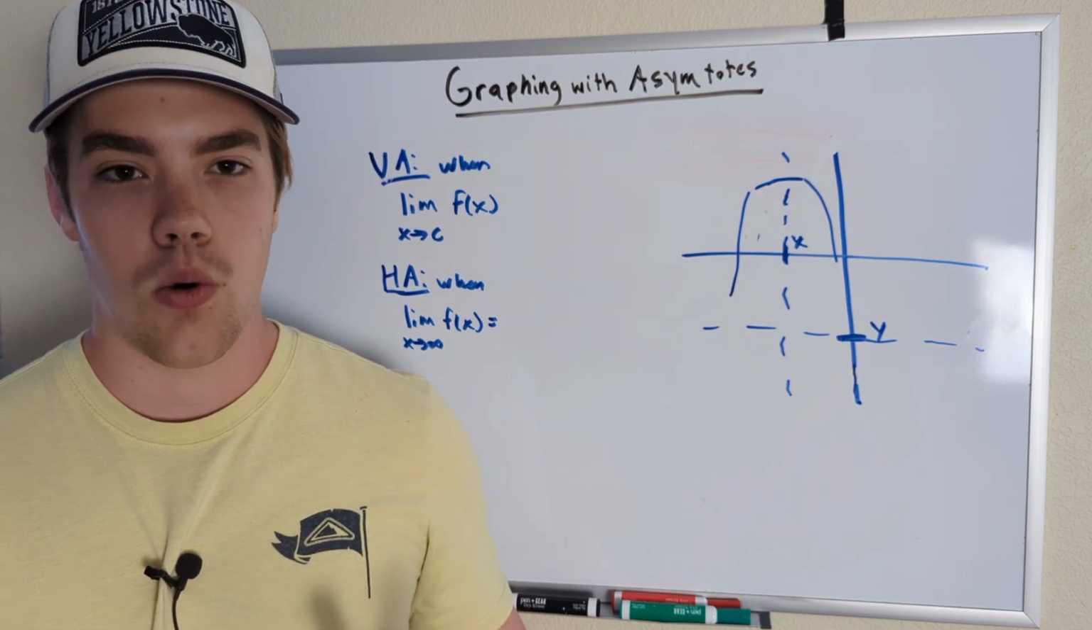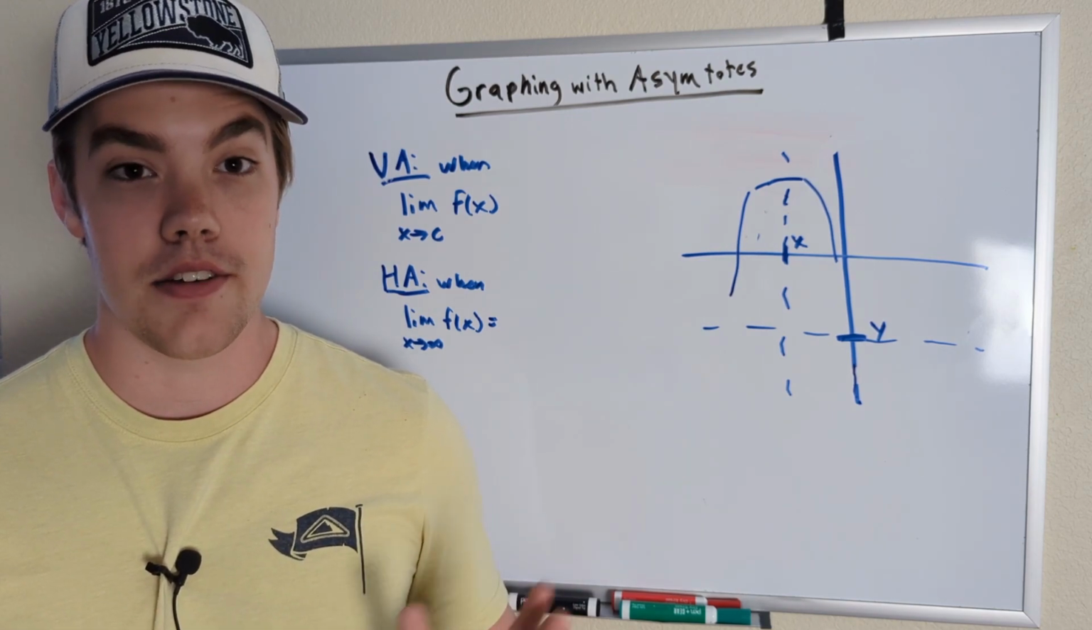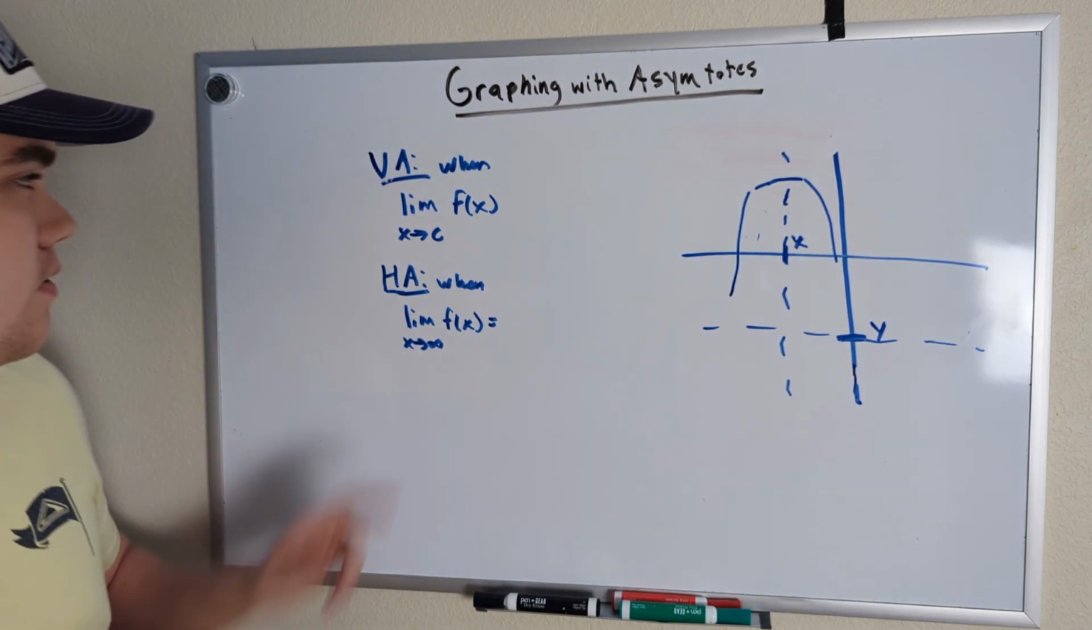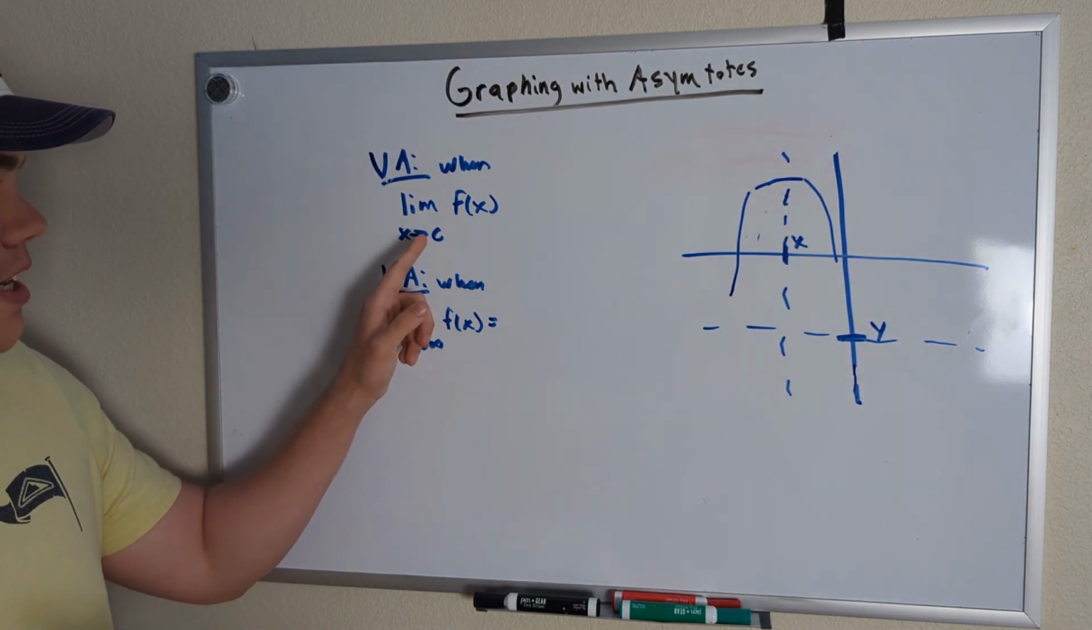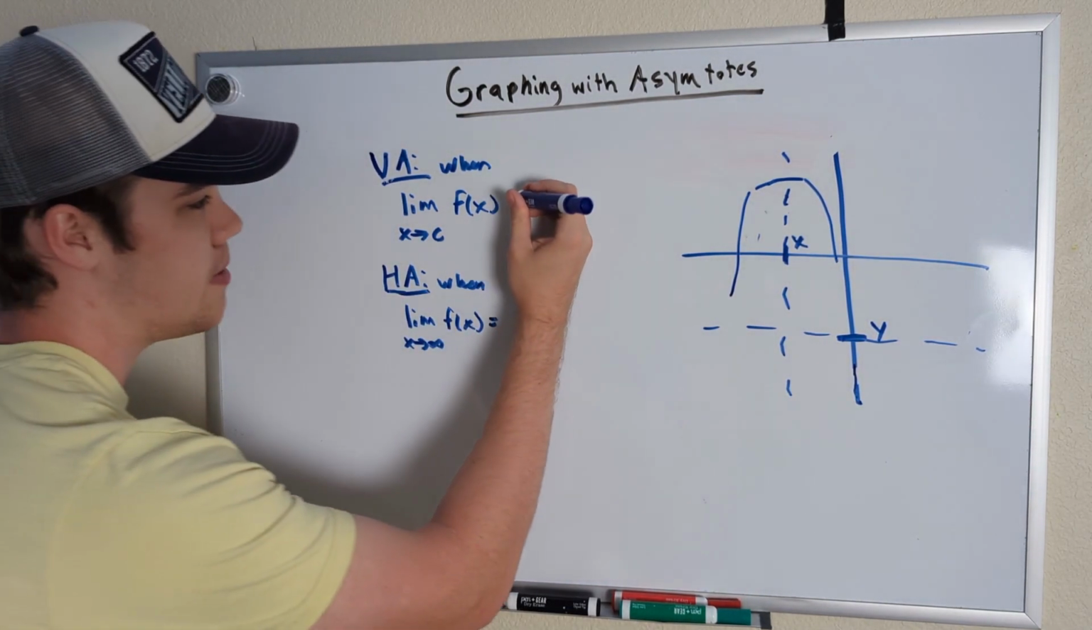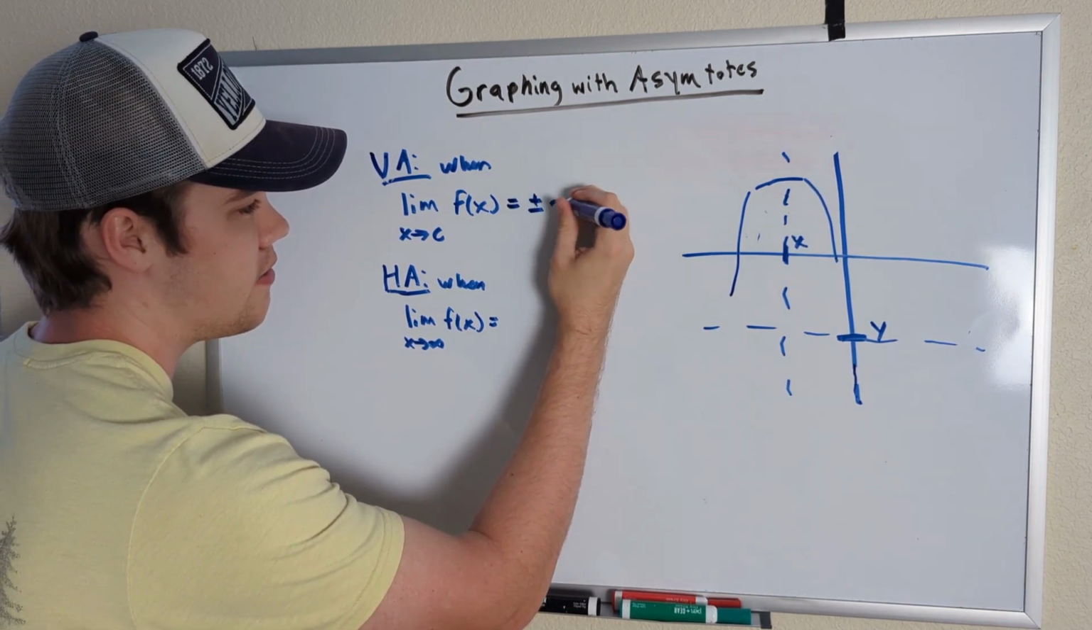We can actually figure out where horizontal and vertical asymptotes exist on a graph using limits, so let's talk about it. First of all, vertical asymptotes exist whenever x is approaching a finite number for a function, and that limit ends up equaling positive or negative infinity.